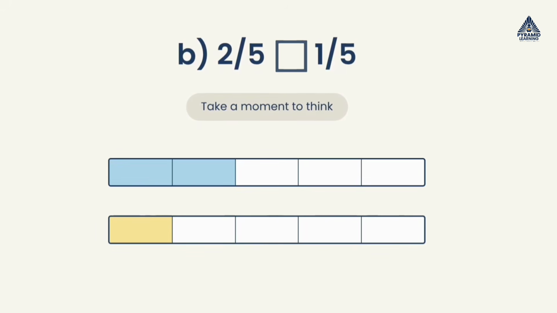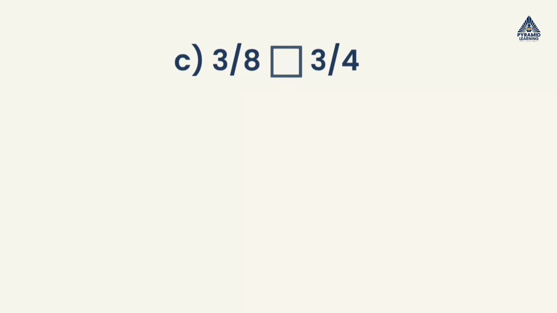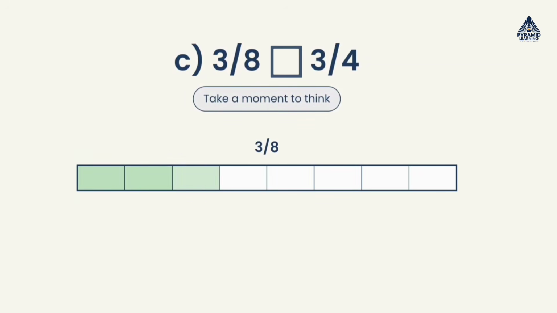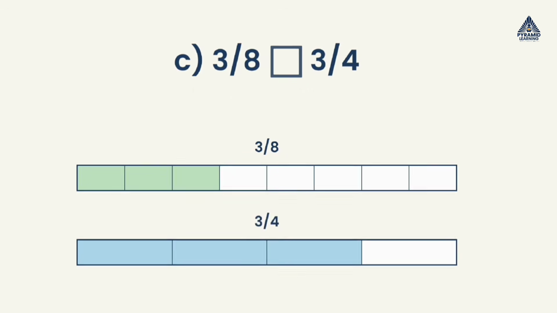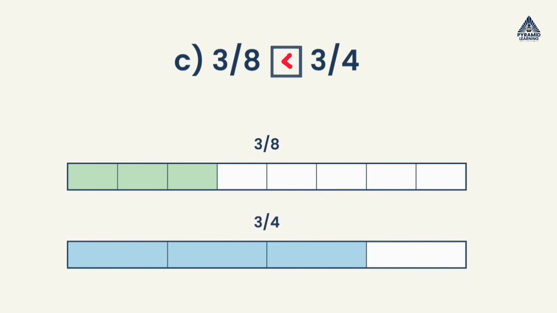2 is greater than 1, so 2/5 is greater than 1/5. Question C, 3/8 and 3/4. Remember Rule 2. Pause and think. The numerators are the same, so the smaller denominator wins. Quarters are bigger than eighths, so 3/8 is less than 3/4.